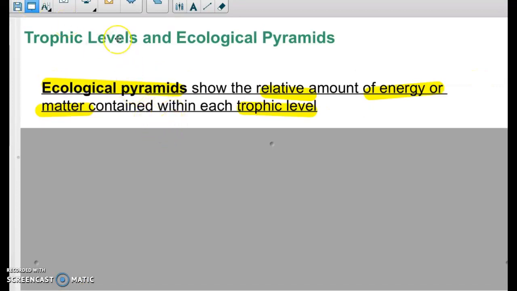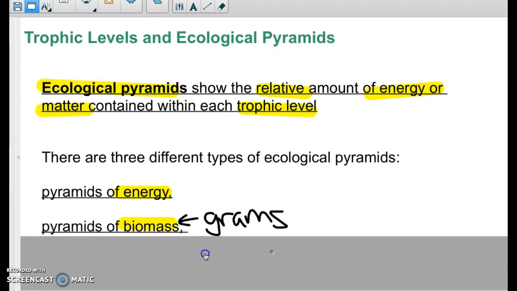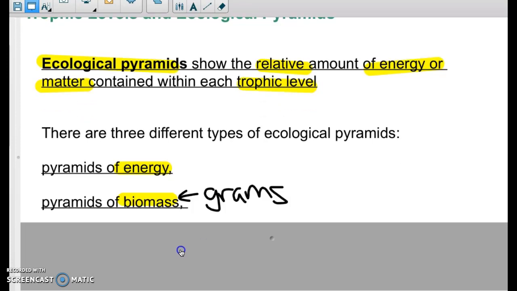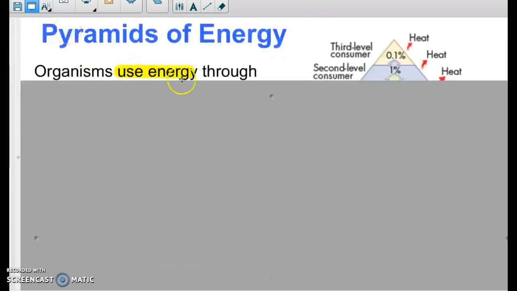When we look at trophic levels, we also look at something called ecological pyramids. Ecological pyramids help show relative amounts of energy, matter, or numbers in each trophic level. There are 3 types, and we're going to go through each one: the pyramid of energy, the pyramid of biomass, or organic matter tissue, which we're going to say is in grams, and the pyramid of numbers. So let's talk about the pyramid of energy first.